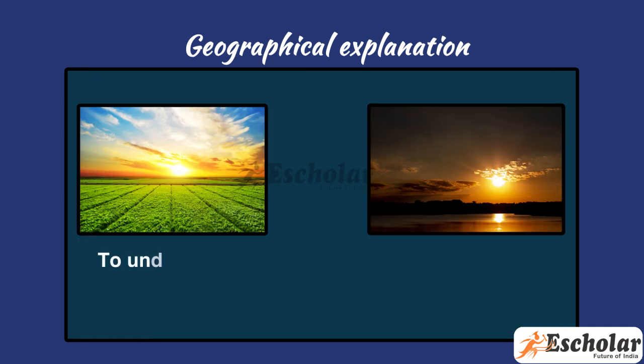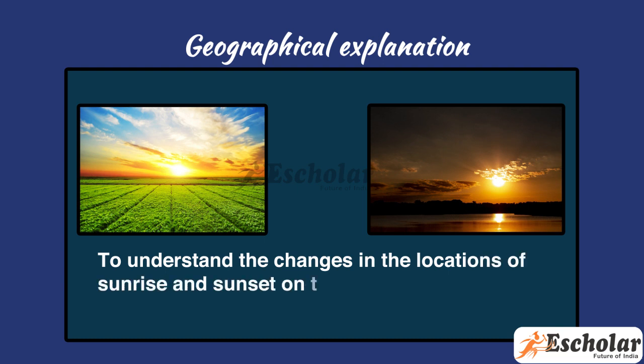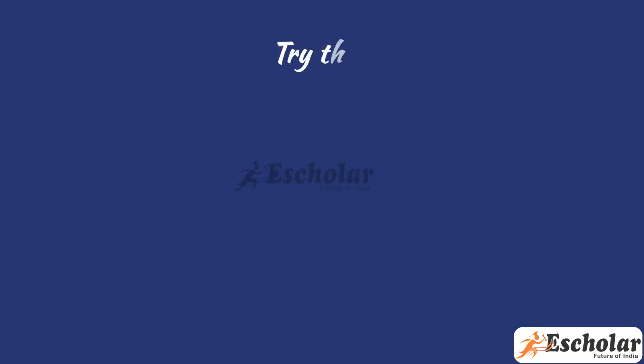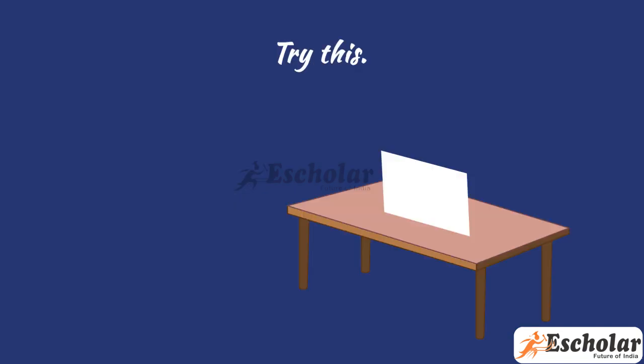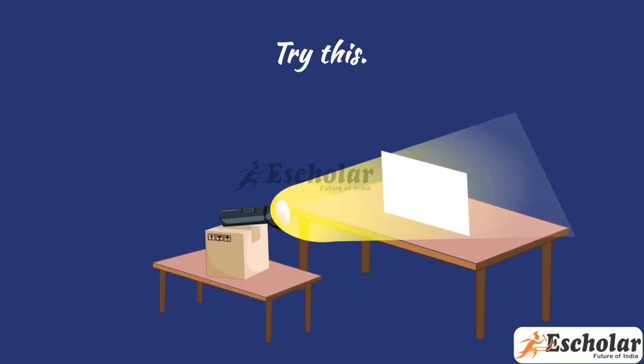To understand the changes in the locations of sunrise and sunset on the horizon, let us carry out the activity. Try this. Paste a large white paper on one side of the table. Place a torch in front of the table in such a way that it wouldn't move. Stand a rod or a candle between the white paper and the torch. See figure 1.1. Direct the beam of the torch in such a way that the shadow of the rod or candle falls on the paper. Mark the position of the shadow on the paper.